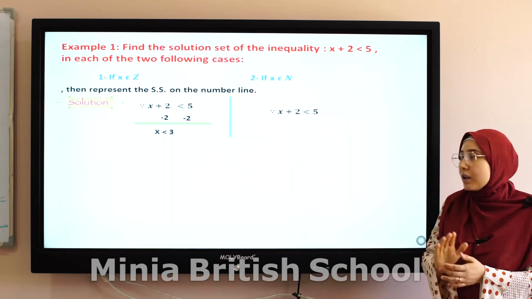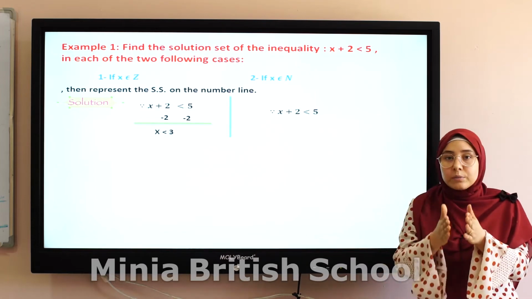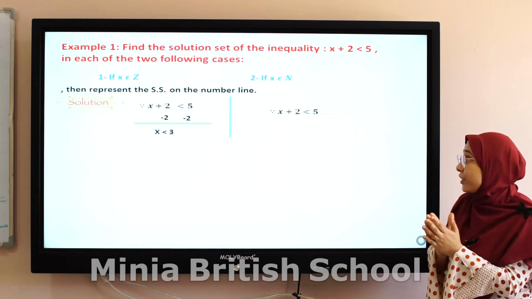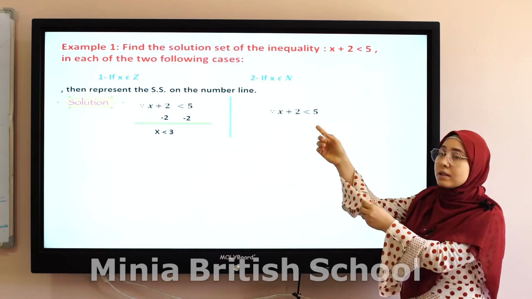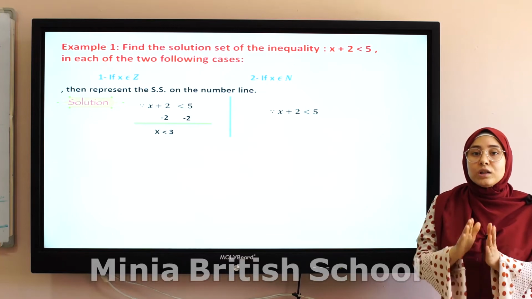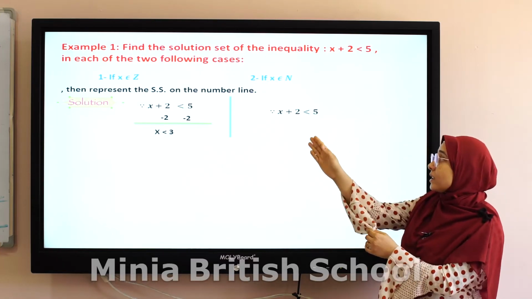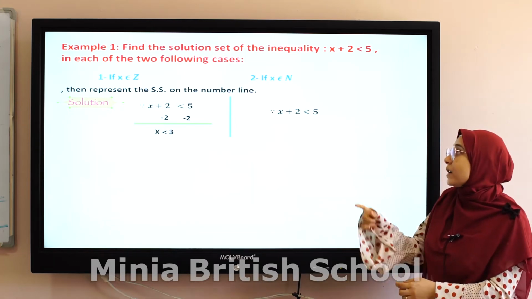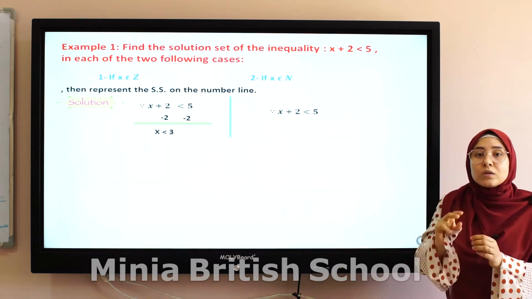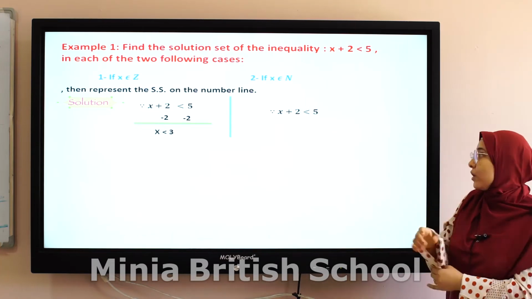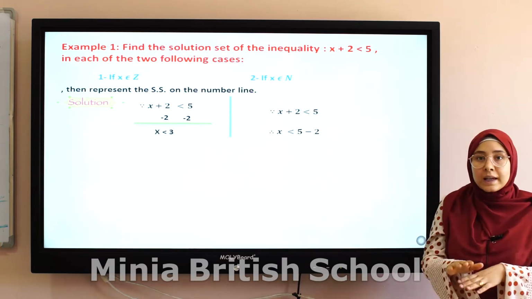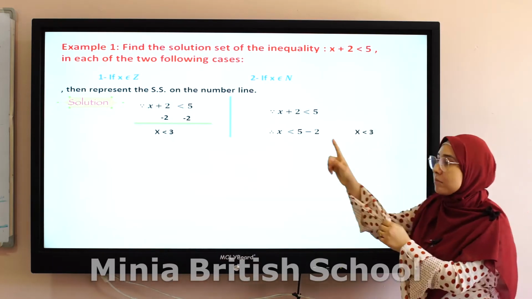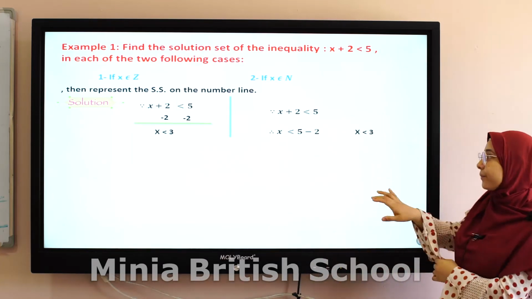Another method. Here I need to separate between the variable and the constant. The constant here is positive 2. I need to move the constant to the other side with the opposite sign. The sign of the constant here is positive, so I move it with the opposite sign, negative. So x is less than 5 minus 2. So x is less than 3, the same solution, okay?